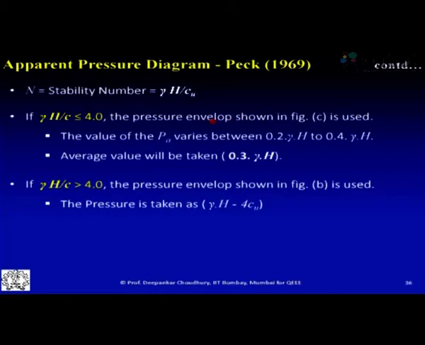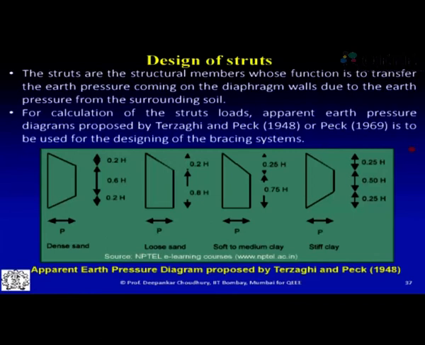So in this connection, Peck mentioned that the stability number can be called gamma H by Cu for excavation in clayey soil, and that is how they mentioned initially that gamma H by Cu less than or equal to 4 will give the earth pressure value of between 0.2 to 0.4 gamma H. So an average value of 0.3 may be taken, and for gamma H by Cu greater than 4, the value has to be taken like this, as shown in the previous figure we have discussed.